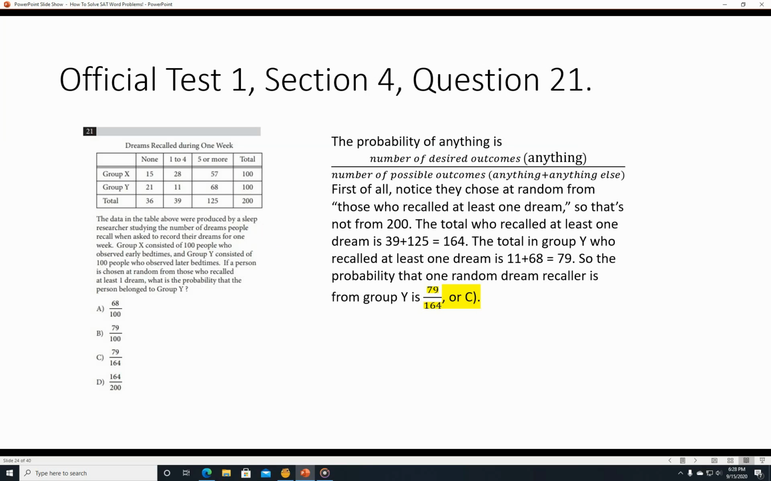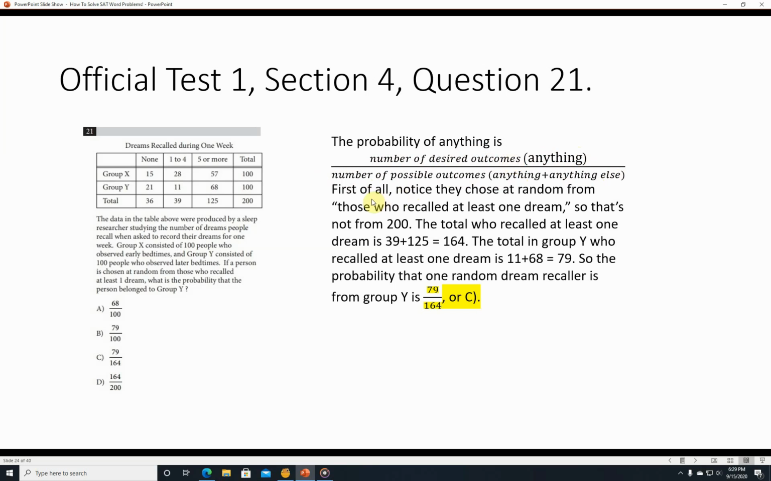Well, the probability of anything is the number of desired outcomes, or the number of outcomes that you're looking for, over the number of possible outcomes. So that would be anything that you're looking for over anything plus anything else. I know it looks like we're multiplying these two together, but we're not. So it's just going to be the number of desired outcomes over the number of possible outcomes.